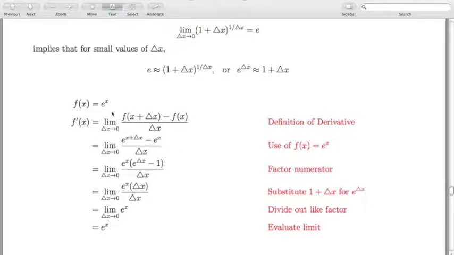So now, if our f of x is e to the x, then this is going to be e to our new x minus e to the x. Okay. Notice both of these have e to the x that can be factored out. So then you're left with e to the x times e to the delta x minus 1. But we just showed that e to the delta x is 1 plus delta x. So then this part here becomes 1 plus delta x minus 1. That just leaves you with the delta x. The delta x is canceled. Now you're just left with the limit as delta x goes to 0 of e to the x. But notice there is no delta x now. So this limit as delta x goes to 0 is just e to the x.